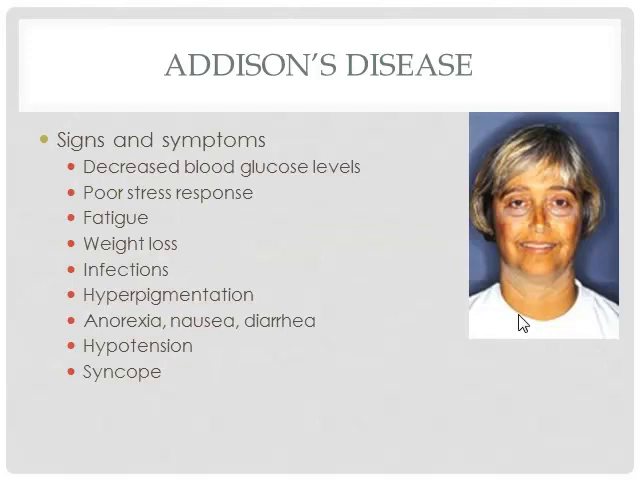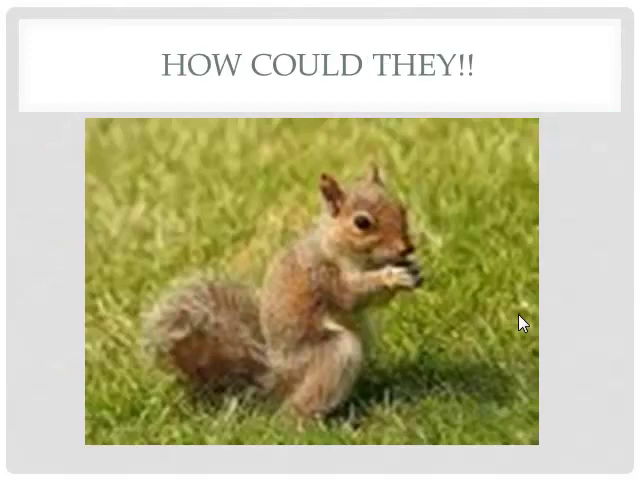Signs and symptoms wise, these individuals will have decreased blood glucose levels, poor stress response, be tired, have weight loss, they may have infections, and hyperpigmentation. You can see this on this individual in the picture. Also anorexia, nausea, diarrhea, and low blood pressure, which may lead to fainting. Okay, so this concludes the endocrine lecture, and hopefully you've learned a few things about the different disorders that occur with the endocrine system.